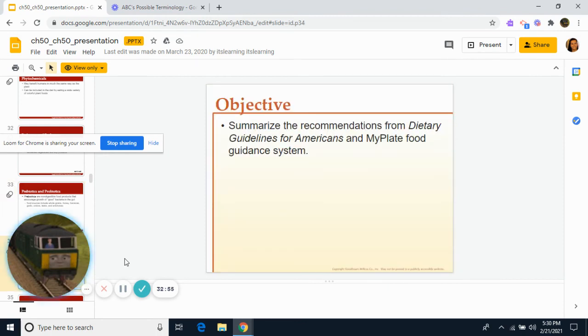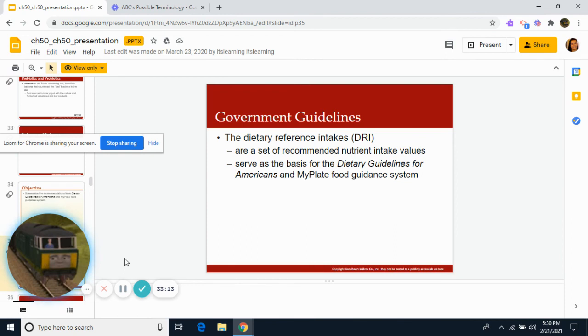Objective: summarize recommendations for the Dietary Guidelines for Americans and the MyPlate food guidance system. You guys have probably heard this before. So, government guidelines. The Dietary Reference Intakes (DRI) are a set of recommended nutrient intake values that serve as the basis of the Dietary Guidelines for Americans and the MyPlate food guidance system.